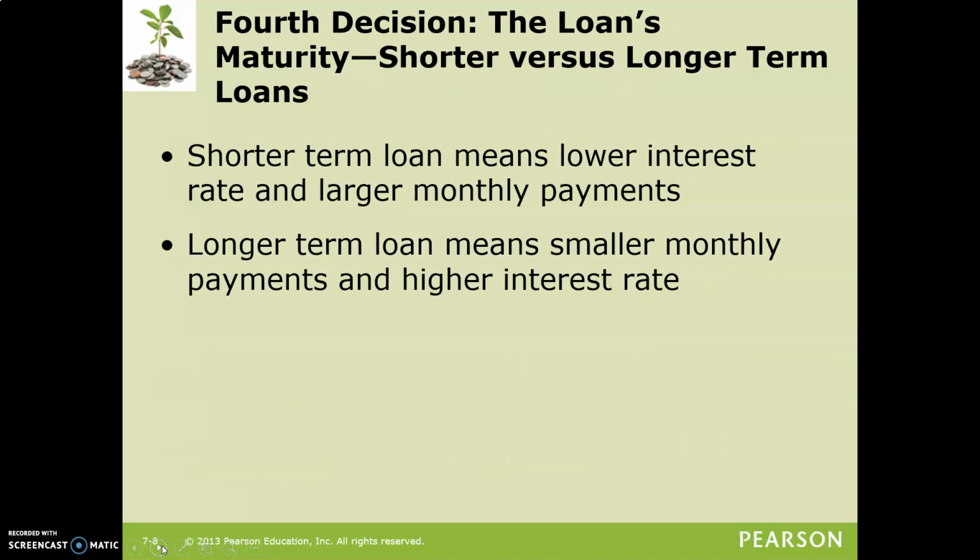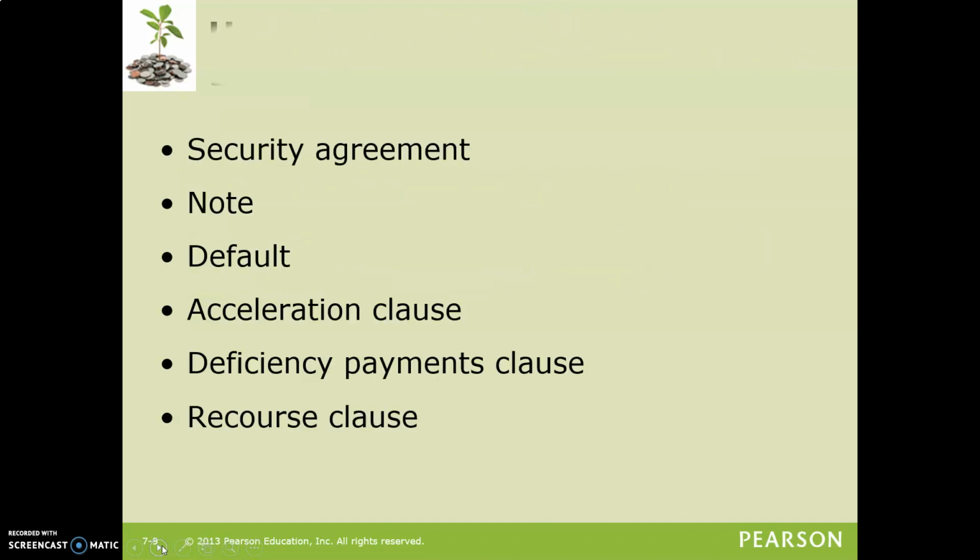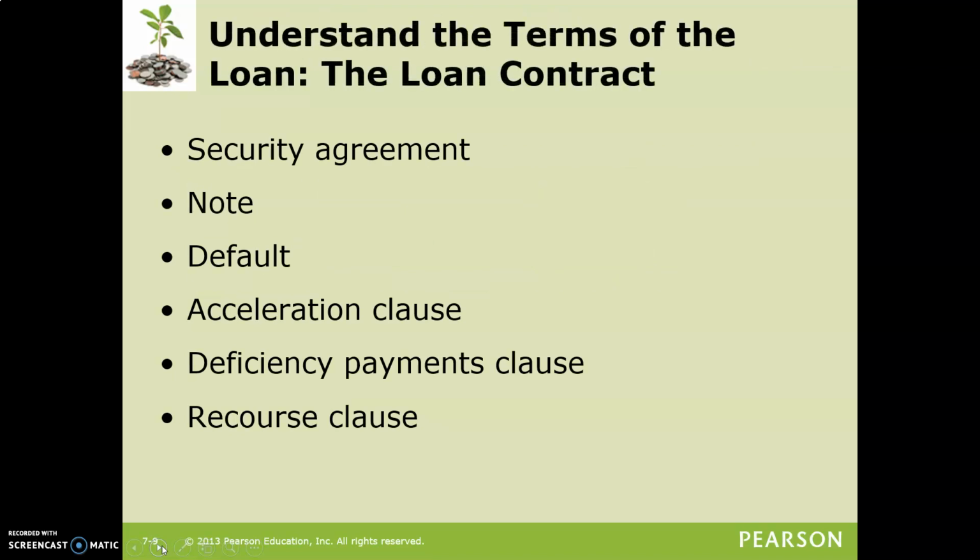The fourth decision is the loan's maturity, shorter versus long-term loan. Shorter term loans mean lower interest rates and larger monthly payments. Longer term loans mean smaller monthly payments but higher interest rates. So understanding the terms of a loan contract, the loan contract has many terms. These are a few of the terms.